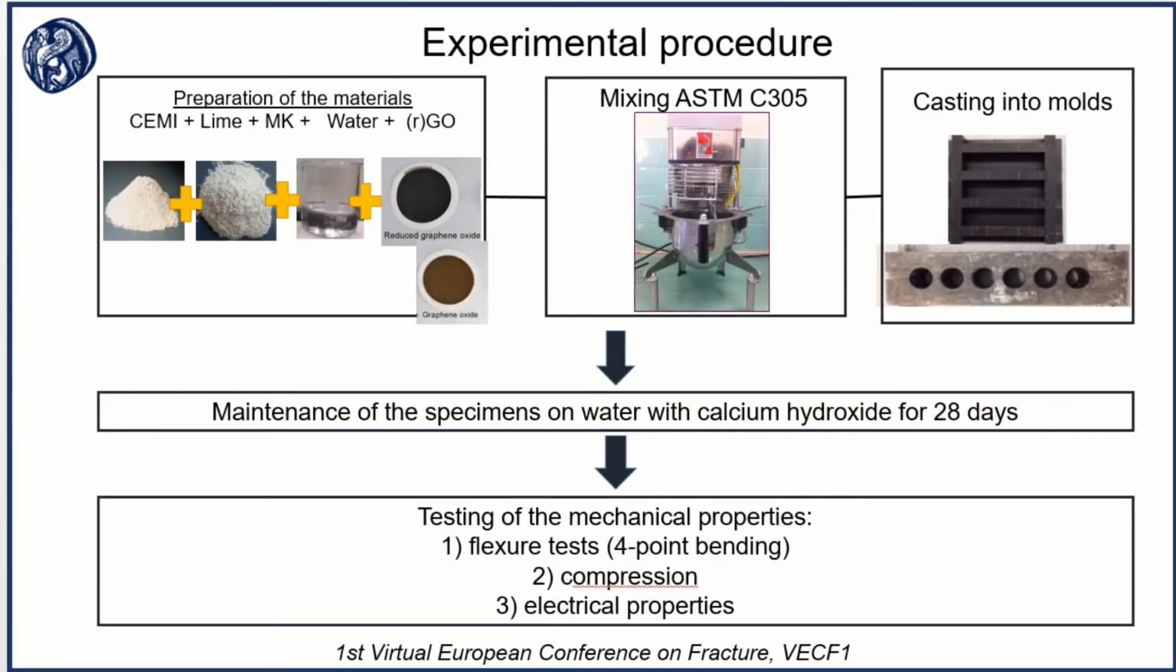Moving on to the experimental procedure, the first step is the mixing of the materials according to the ASTM C305 specification in order to be casted into molds. Afterwards, the maintenance of the specimens in water with calcium hydroxide for 28 days follows, and then follows the testing of the mechanical properties that consists of flexural tests, compression, and electrical properties.